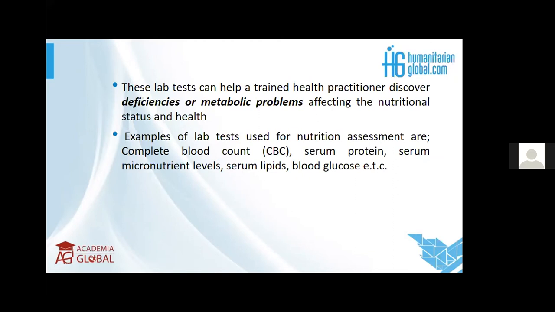That makes sense for us as nutritionists because we are able to tell if a patient is suffering from some type of anemia or not. The serum protein, the serum micronutrient levels, the serum lipids, the glucose levels, all are nutrient-related tests, which will give us an indication of whether the patient has a deficiency of those nutrients, whether they have a problem metabolizing those nutrients, or whether they have increased levels of those nutrients because of increased intake or because of metabolic problems. From there, when we are able to interpret the test, it can contribute to helping us make decisions about how to help the client.